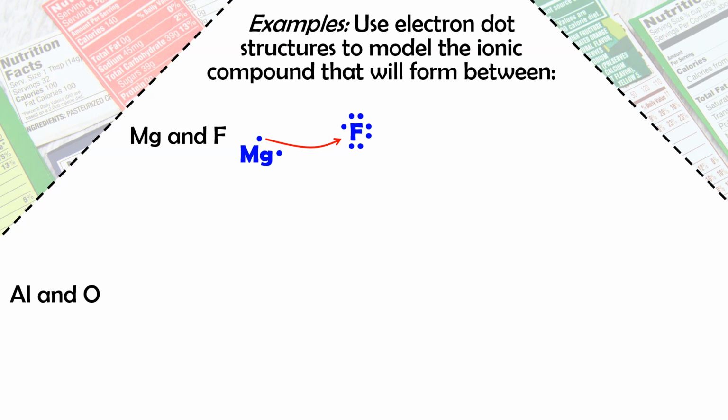But then magnesium still has to lose that 1, so that's where we need to have another fluorine. And so now that electron is going to move into that spot. When this happens and these two things react, what's going to happen is you're going to form the crystal lattice.